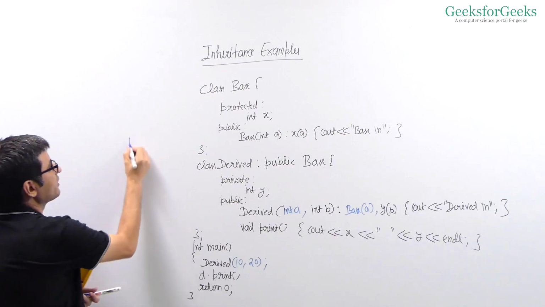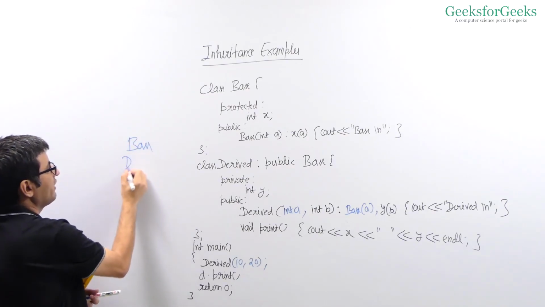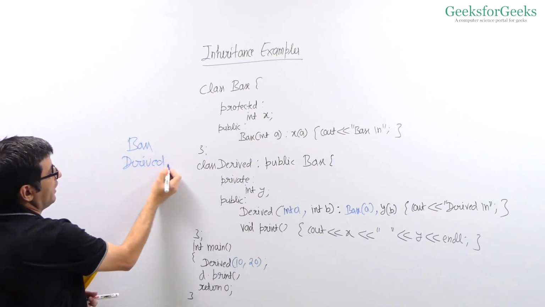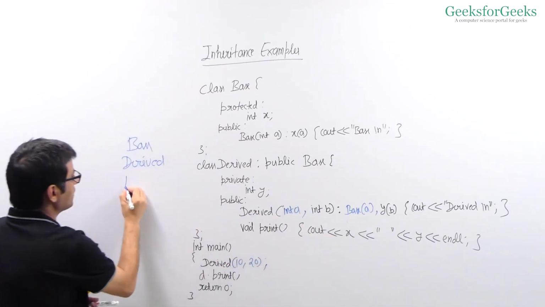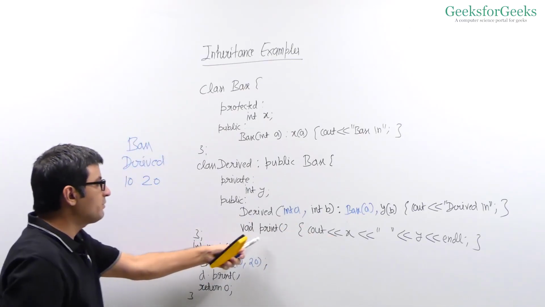So when we run this program, what do we get as an output? We get base, we get derived, and then we get 10 and 20 because we are calling print function.